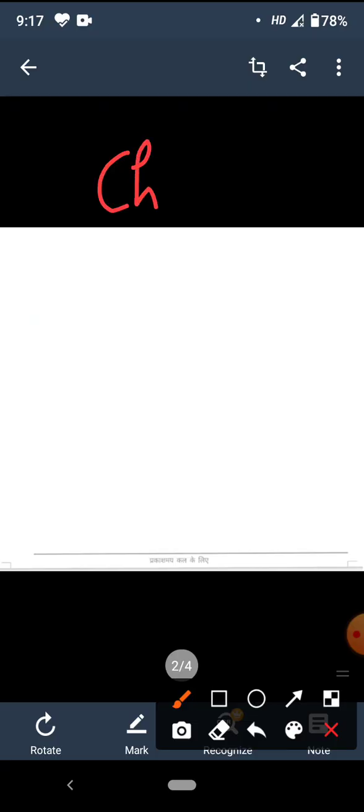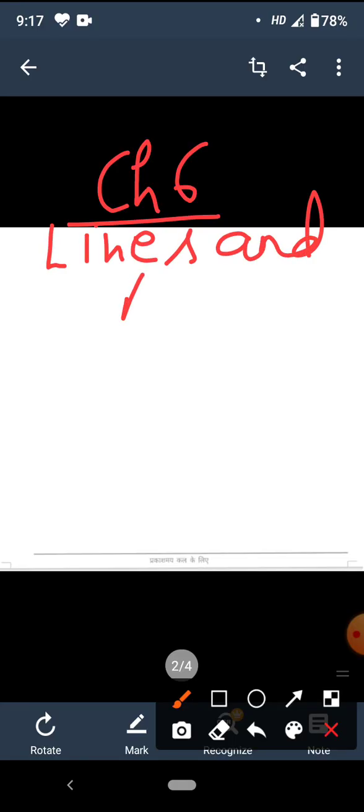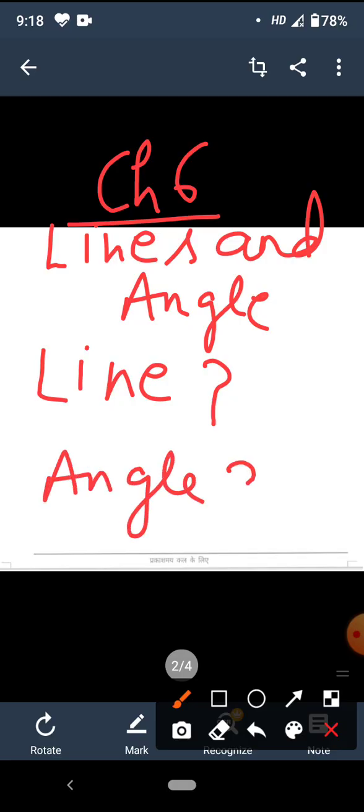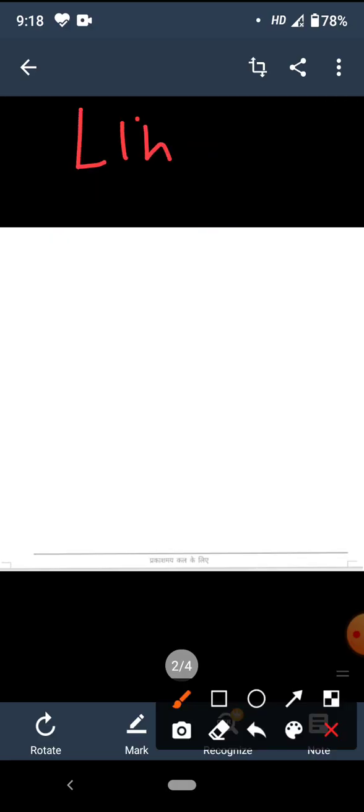Today we are going to start chapter number 6. The chapter name is lines and angles. The first thing is to understand what a line is and what an angle is. So let us study what a line is and what an angle is. Let us start with line.